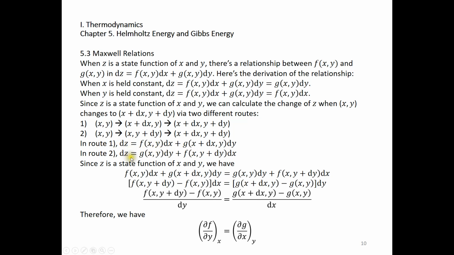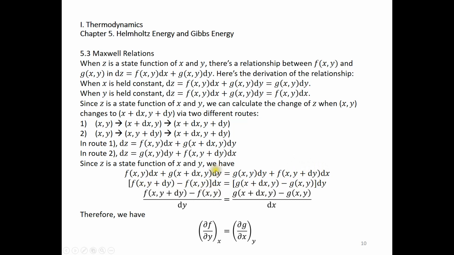dz is dz. So this sum is equal to this sum, and then we copy this expression to the left hand side. We copy this expression to the right hand side. Alright, now you can see there's dx, dy, dy, dx. Let's move all the dx to one side, all the dy to the other side. I see this dx here, I see this dx here. So if we combine the dx term together, we get this.